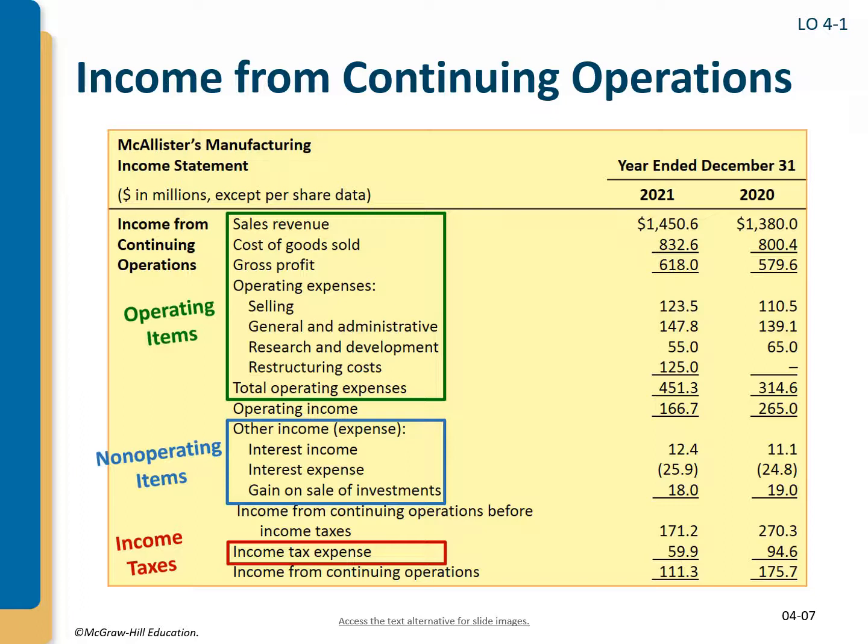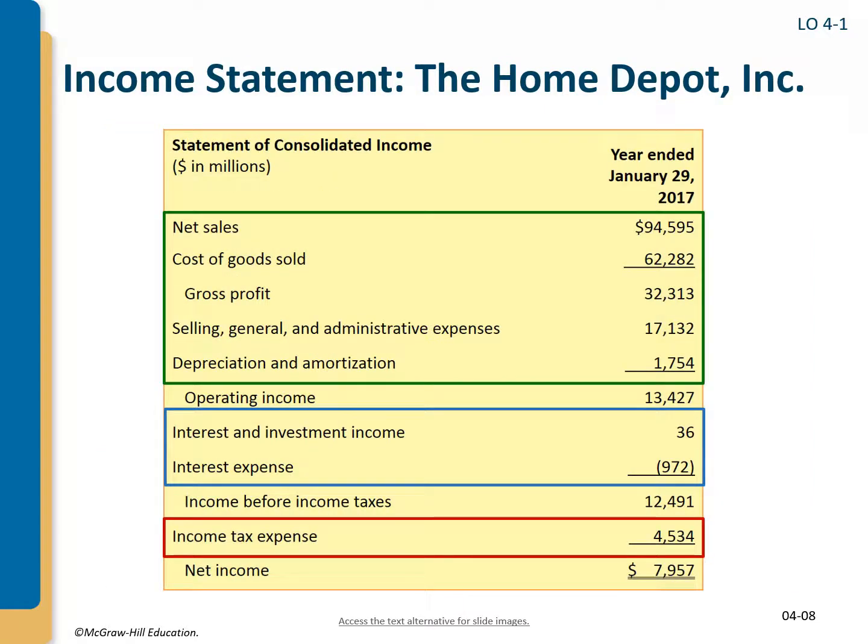Then we have the non-operating items that are considered continuing operations. They're part of our normal operations: interest income, interest expense, gain on sale. This leads us to income from continuing operations before any income tax has been subtracted. Now calculate and subtract your income tax. That leads you to income from continuing operations. So when we talk about that, that's what we are focused on the income statement. Here's Home Depot. You can see the similar presentation there.